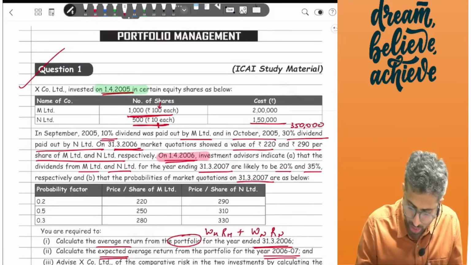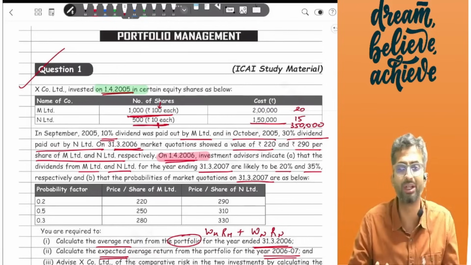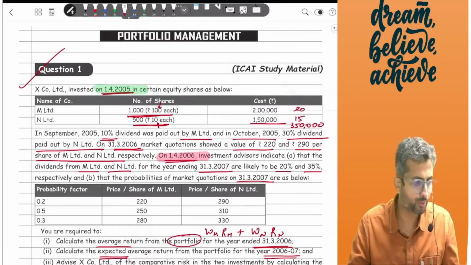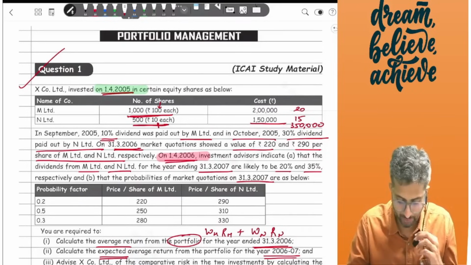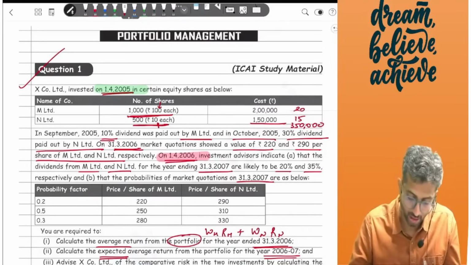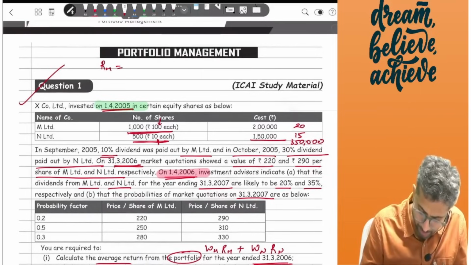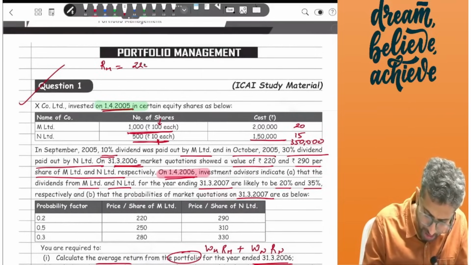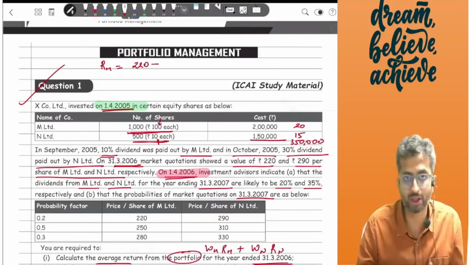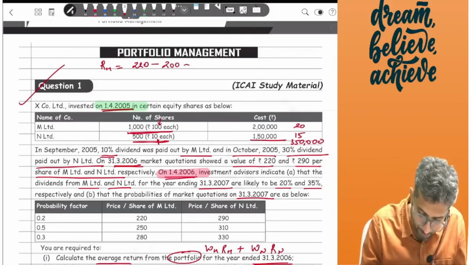So this is 20 is to 15, that is 4 is to 3, which is going to be the weights. But now if I want to find the return, how will I do that? Return for M will be P1, the price at the end of the year, 220, minus P0, 2 lakhs by 1000, that is 200, plus dividend.